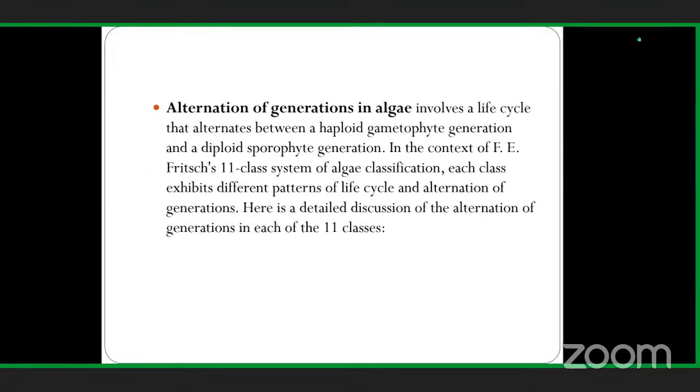So what is alternation of generations in algae? Alternation of generations in algae involves a life cycle that alternates between a haploid gametophyte generation and a diploid sporophyte generation. In the context of Fritsch's 11 class system of algae classification, each class exhibits different patterns of life cycle and alternation of generations. So in Fritsch classification also, each class has different alternation of generations.